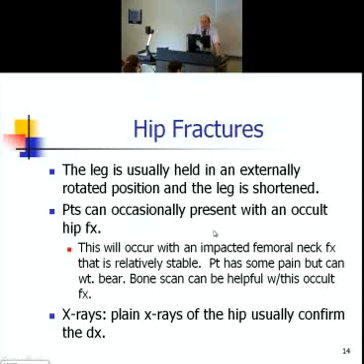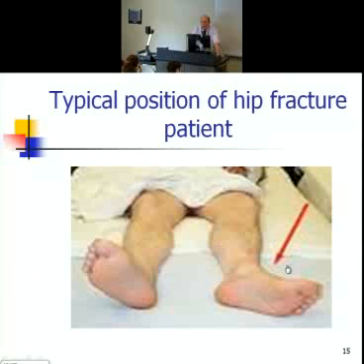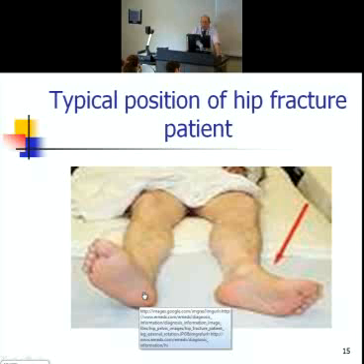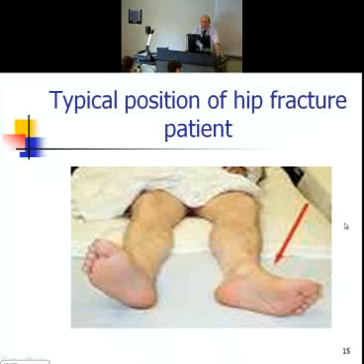Okay, so the x-rays are going to confirm your diagnosis. So this is what the patient looks like. Again, you can't really fully appreciate it here, but if you look carefully, you can see that this leg looks like it's just coming down a little further on the stretcher than this leg is. And again, externally rotated and a little shorter, and that's the clue that this patient has a fractured hip.